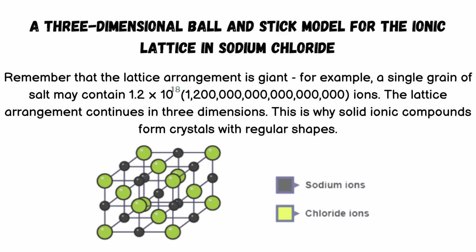Remember that the lattice arrangement is giant. For example, a single grain of salt may contain 1.2 times 10 to the power 18 ions. The lattice arrangement continues in 3 dimensions. This is why solid ionic compounds form crystals with regular shapes.